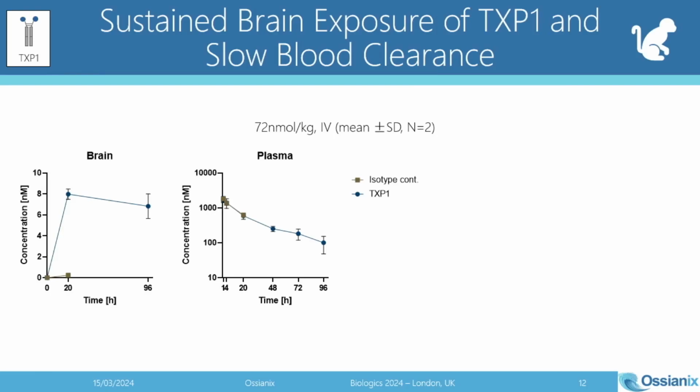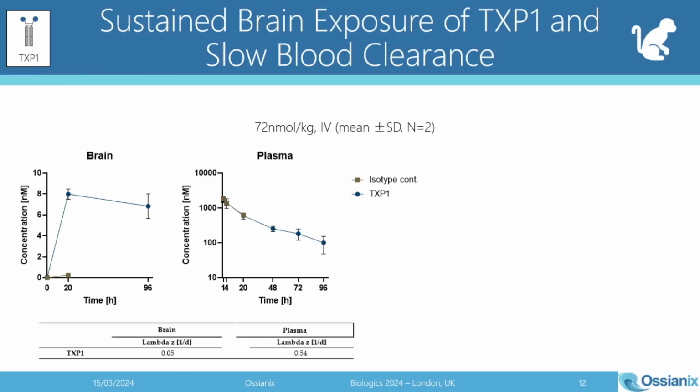When you look at the plasma levels, the molecule undergoes normal elimination. So when you look at the elimination rates or elimination slopes in the brain and plasma, you can see that the molecule is practically unchanged in the brain, and in plasma it's undergoing normal elimination. That is strong evidence that, unlike with small molecules, this is active transport of the molecule across the blood-brain barrier that is partially independent, at least in this dose range, from the plasma levels.